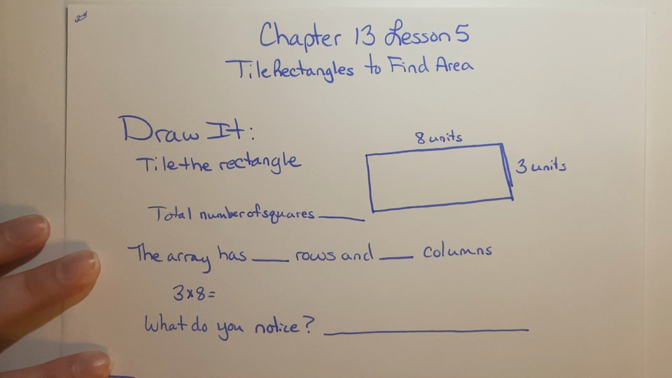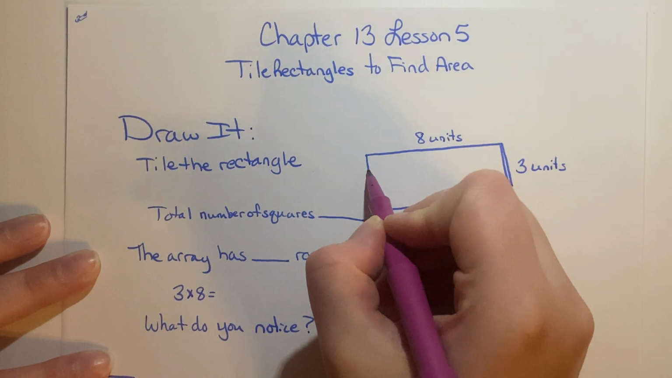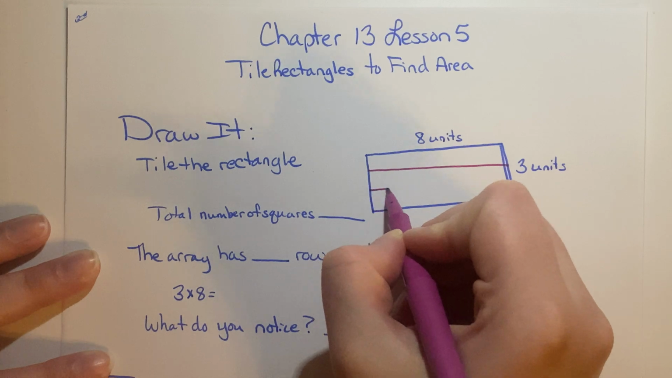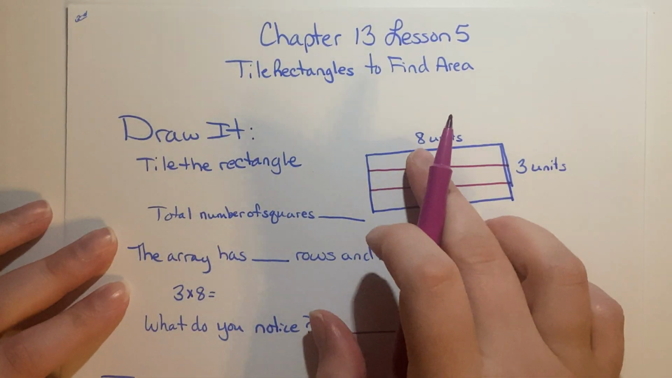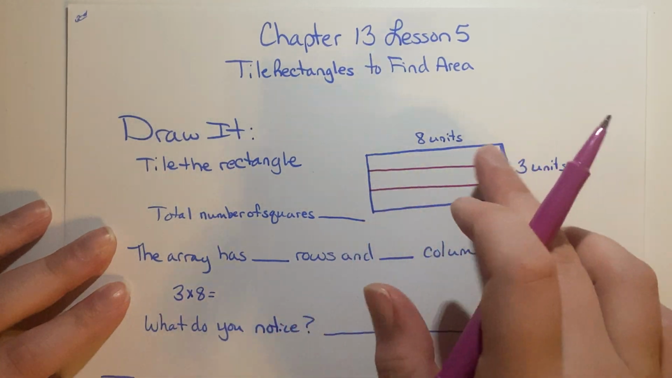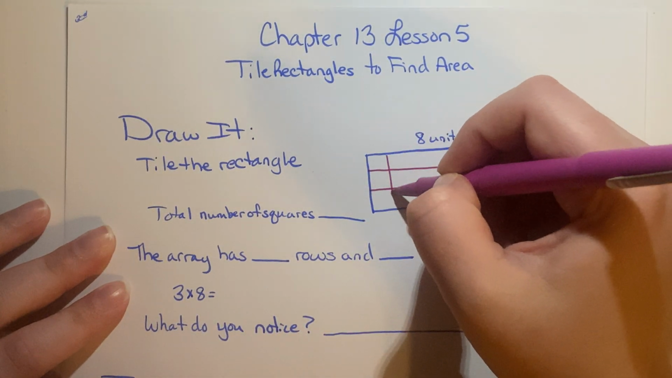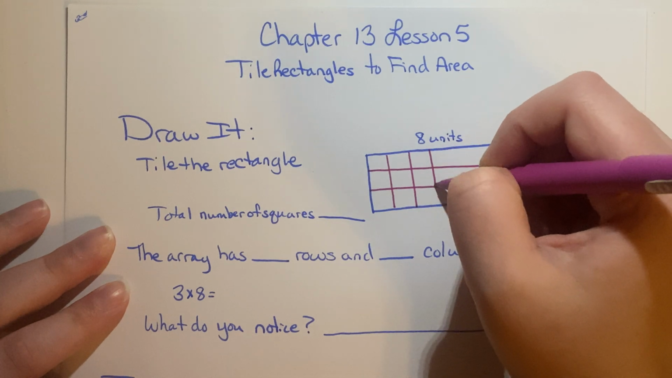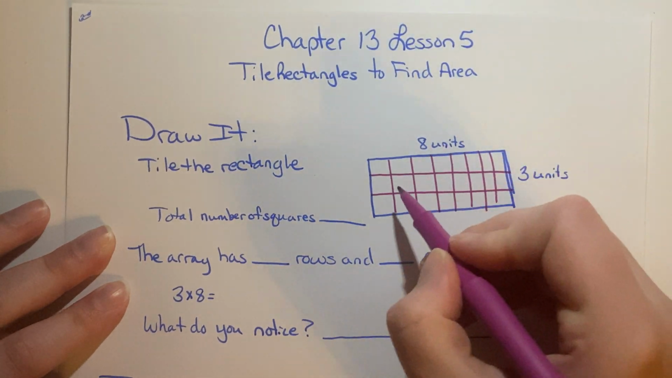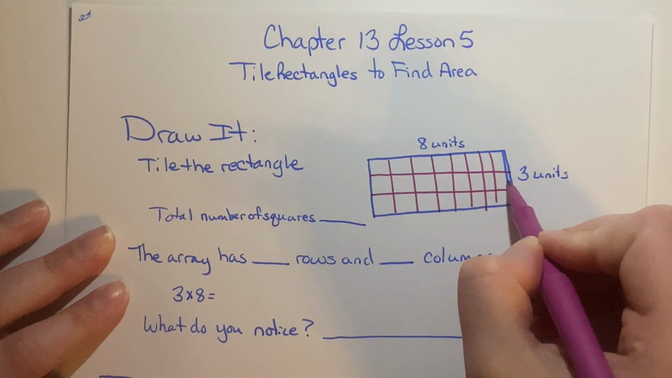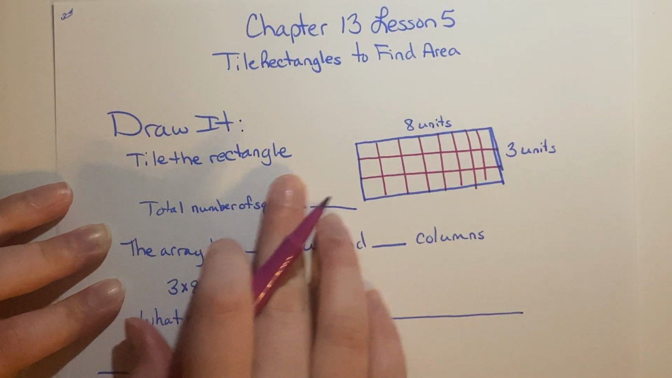So what you're going to have to do is actually make the rows and columns. So since this is 3, you'll need 3 rows. And my rows are not perfect, obviously, because I don't have a ruler. But I have 3 rows now. And now you need 8 columns because that's what it's asking for. So we do 1, 2, 3, 4, 5, 6, 7, 8. So there's 8 by 3.